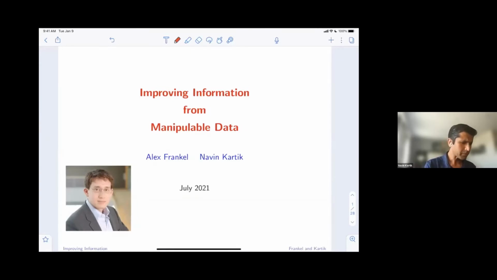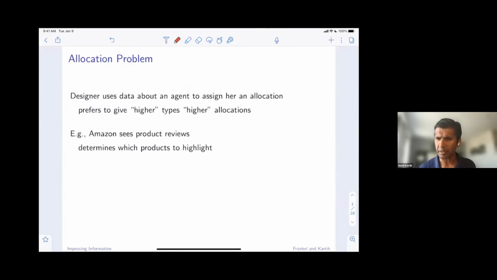Okay, so can everyone see my screen okay? Maybe Larry, if you could just indicate, yes, okay, good.